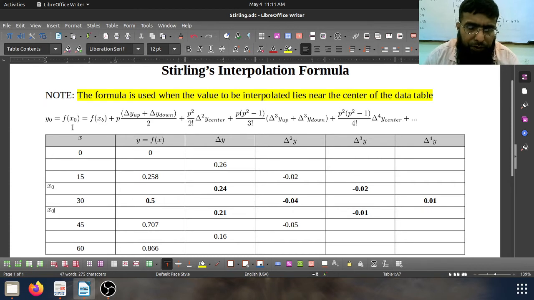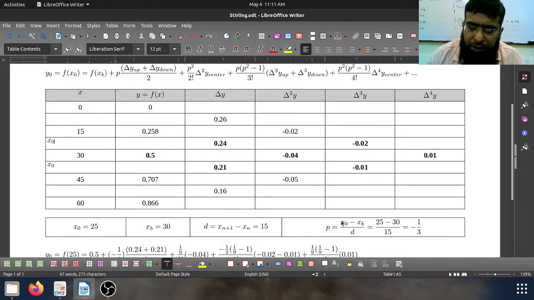So let's work with this formula. Y naught is f of x naught, which is f of x b. The base value is the closest value, most of the times the central value, as we studied when we studied Newton's methods. Plus p, which is x naught minus xb over the difference. The formula works for uniform differences in x. For example, in this case we see there is a constant difference of 15 for all values of x.